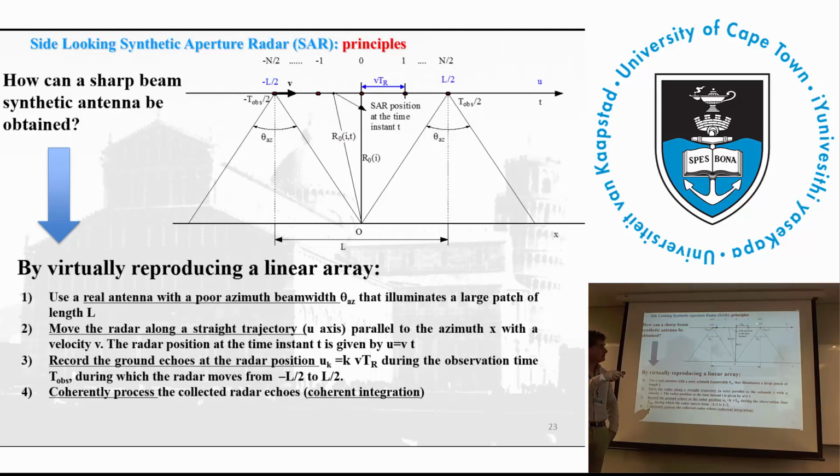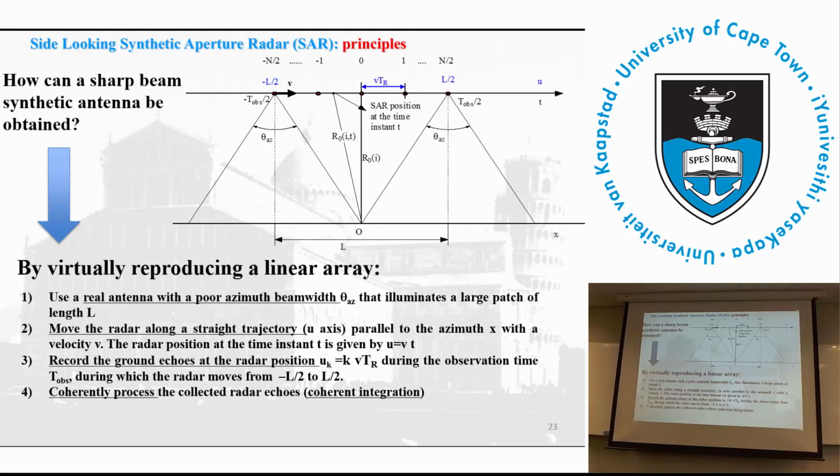But in the time that it takes to go from here to here, I will build an array of n elements, okay? And these n elements are spaced by a delta u, if you want, that is equal to v times TR. So I get a number of virtual elements here, so that I can create a virtual array with n elements equally spaced.